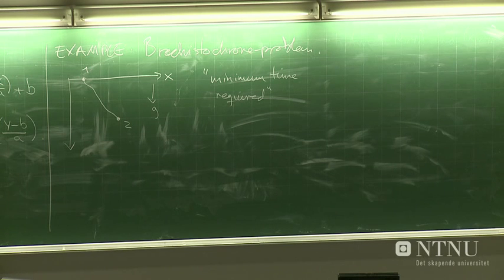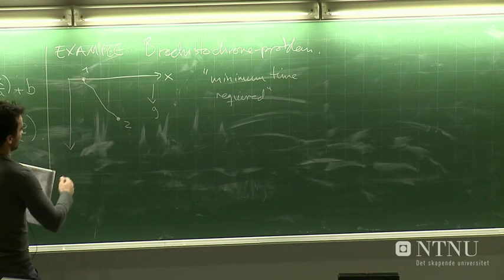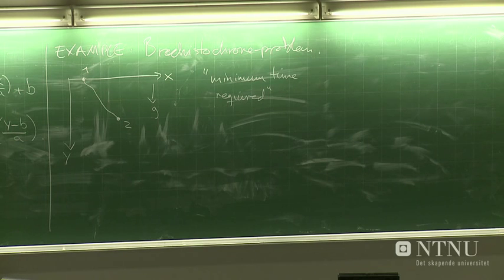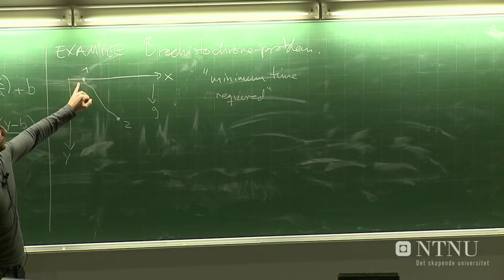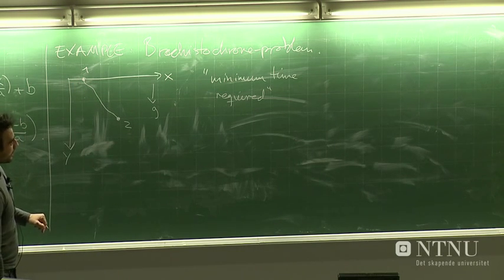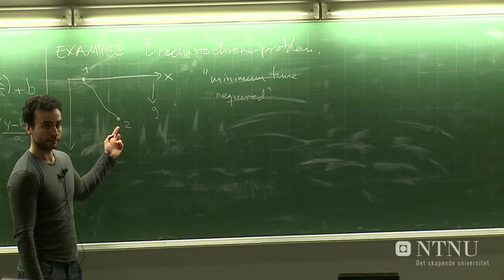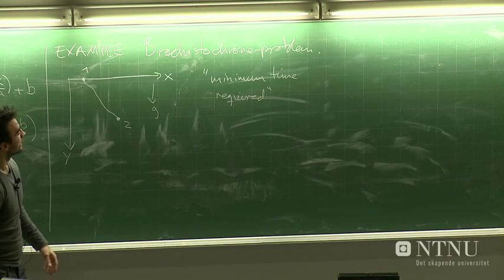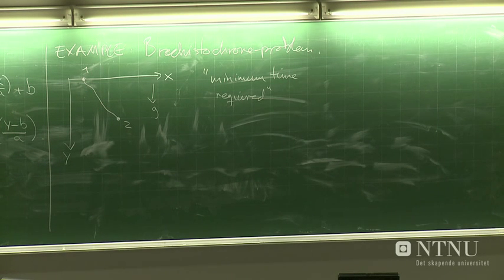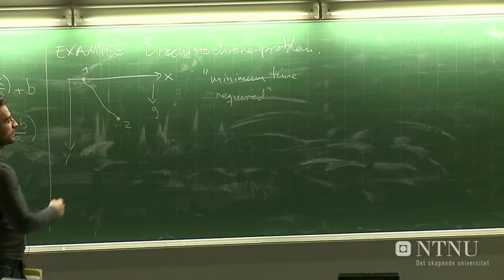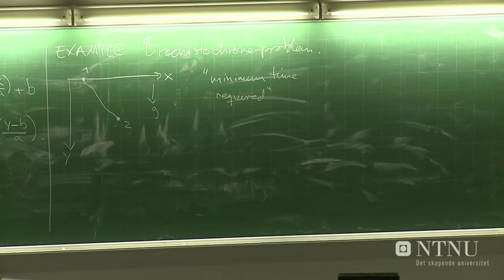The problem essentially looks like this. Imagine we're working in a plane, the xy plane. We have a particle which starts out in position 1 and ends up in position 2 at some later time t. And gravitation works in the positive y direction. The brachistochrone problem is as follows. Find the curve between 1 and 2 so that the time required by the particle to travel between 1 and 2 is minimal.